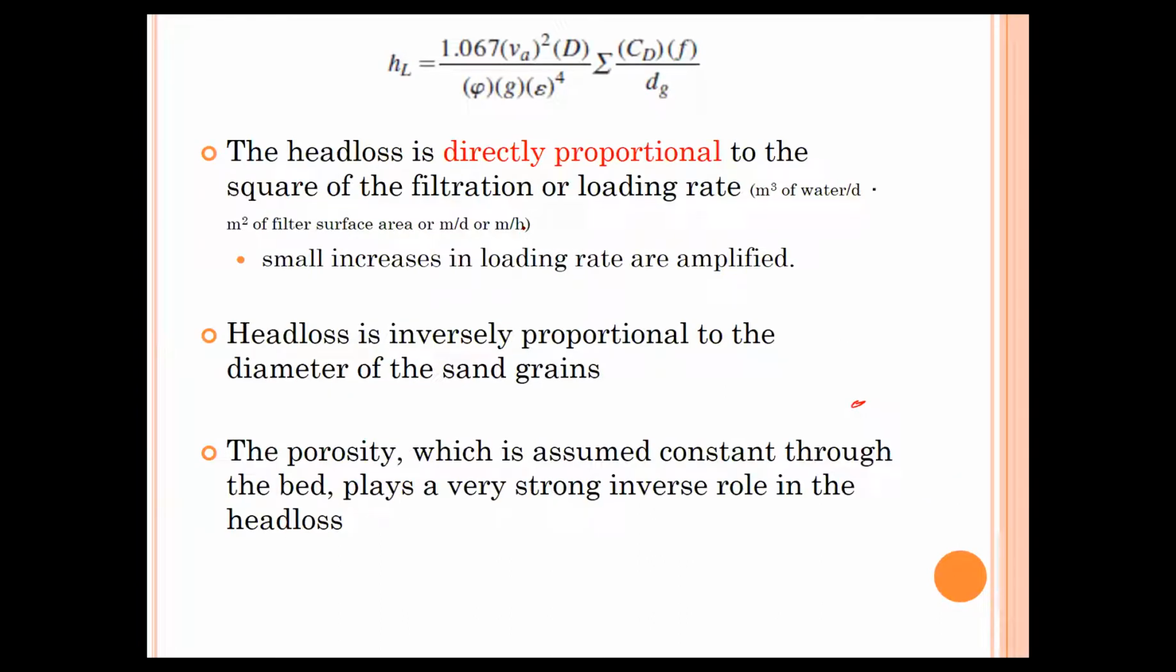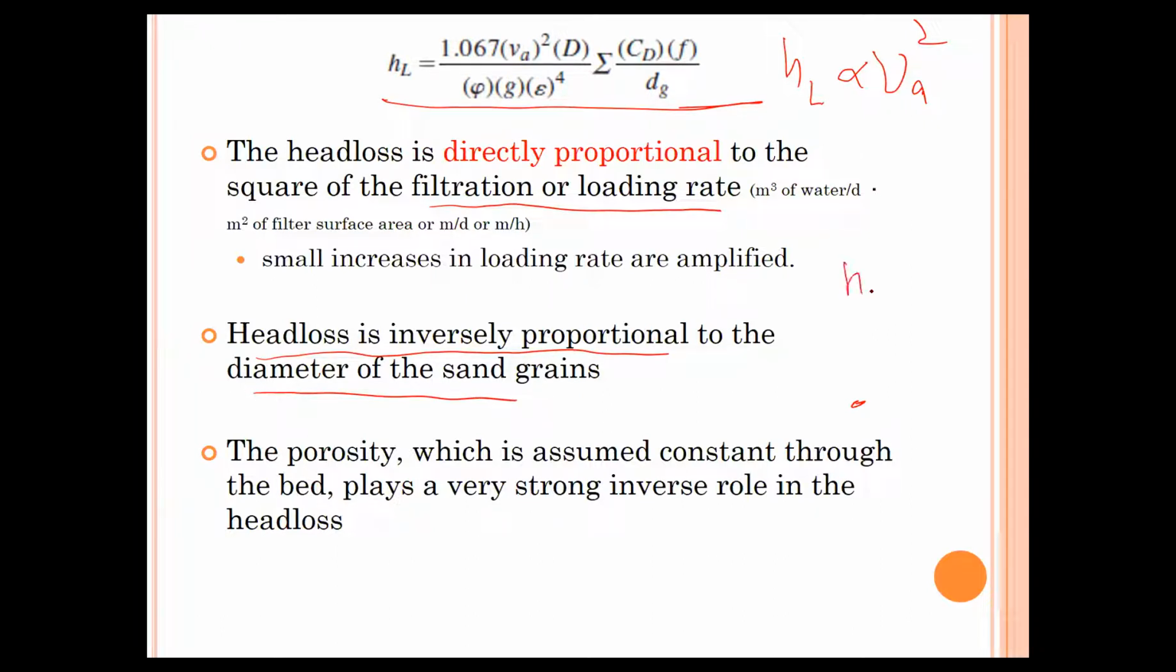So if you see this equation, the head loss is directly proportional to the square of the filtration rate. As I mentioned to you, head loss is directly proportional to the square of the filtration rate. So if the filtration rate is higher, the head loss will be much higher. So with a small increase in the filtration rate, you will see a greater change in the hydraulic head loss. If you see also in this equation, head loss is inversely proportional to the diameter of the grain.